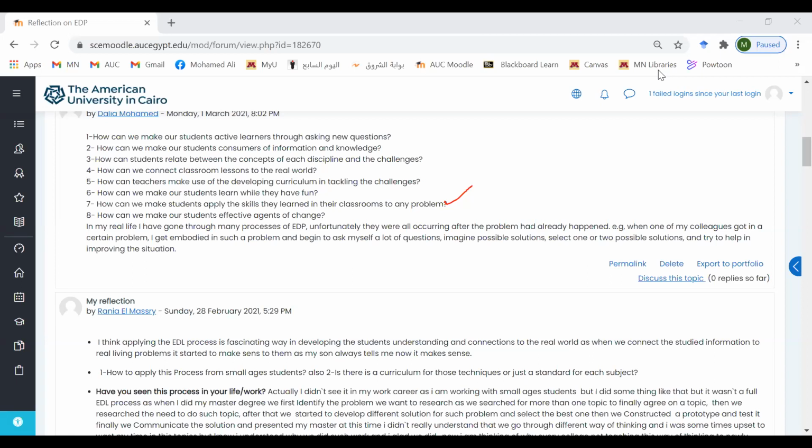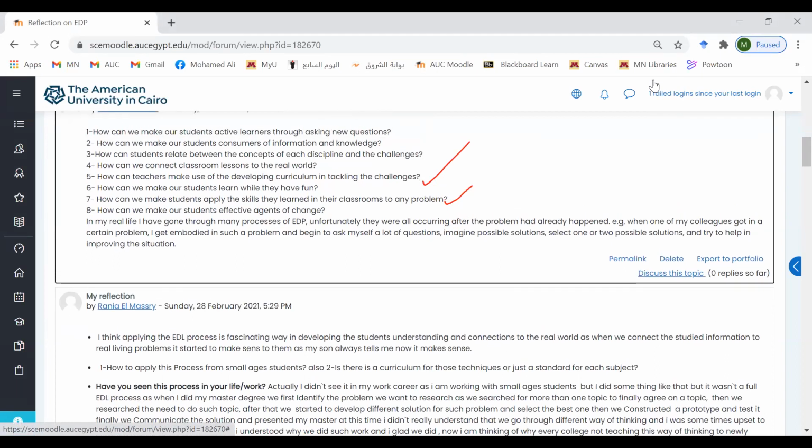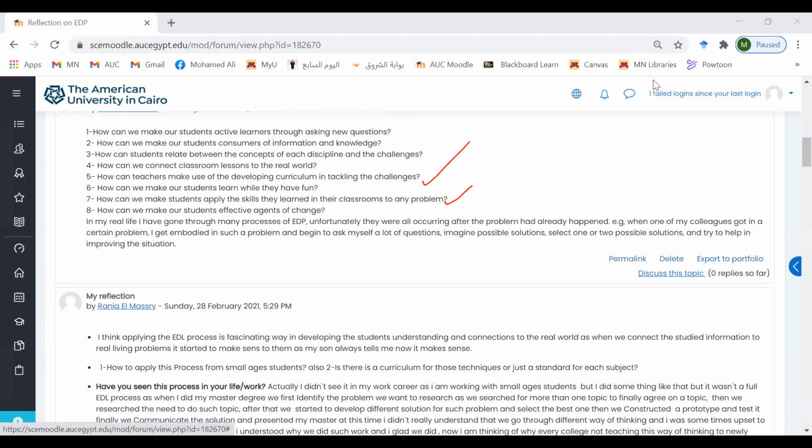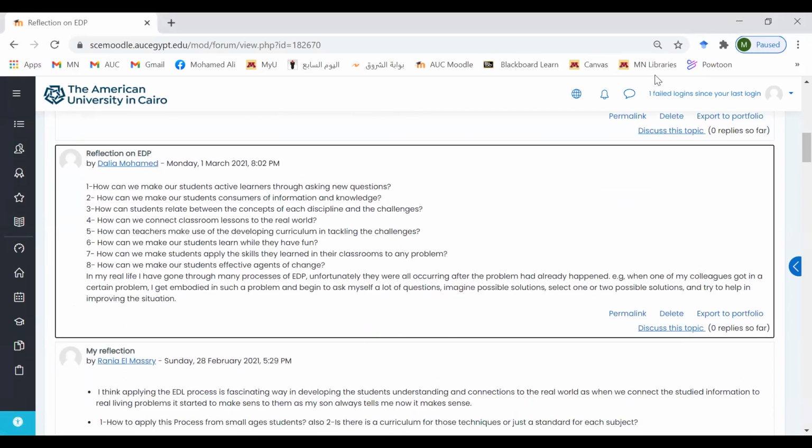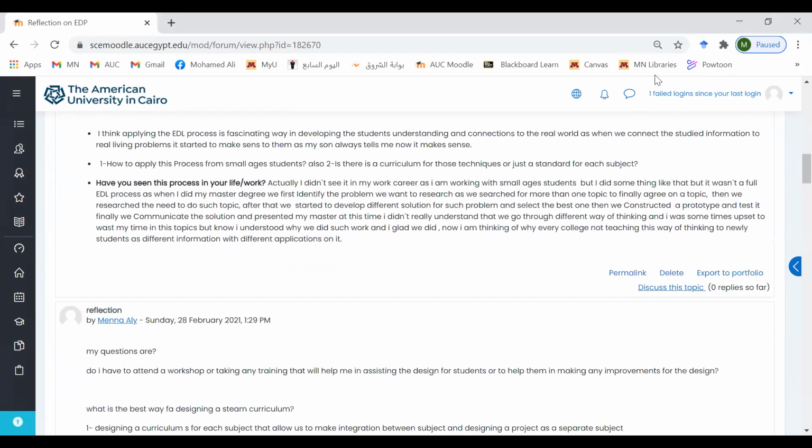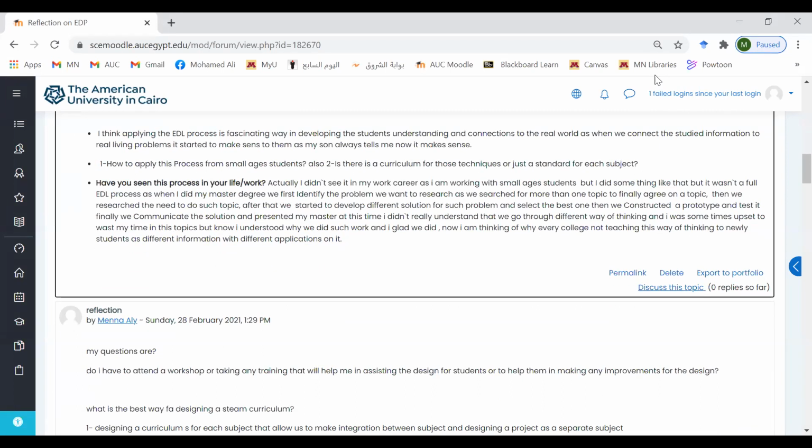Do we have another question? Number 5 is, how can teachers make use of the developing curriculum in tackling the challenges? I think most of these questions are answered when we were doing the work on the EDP, right? But these are good questions. I like them so much. Thank you. Dalia, thank you, Dalia. Rania, thank you, even without opening the mic. I thank you so much.